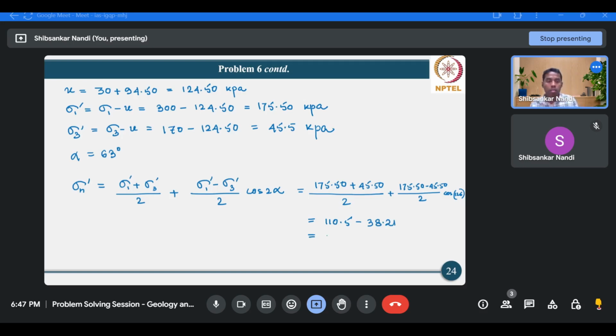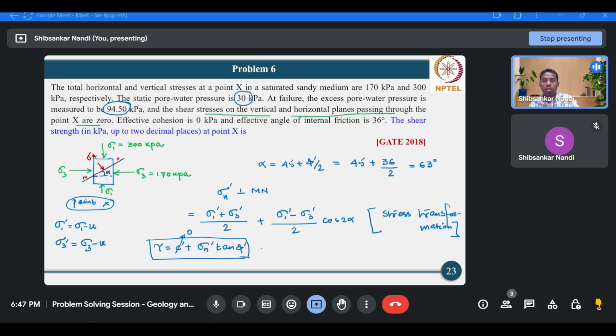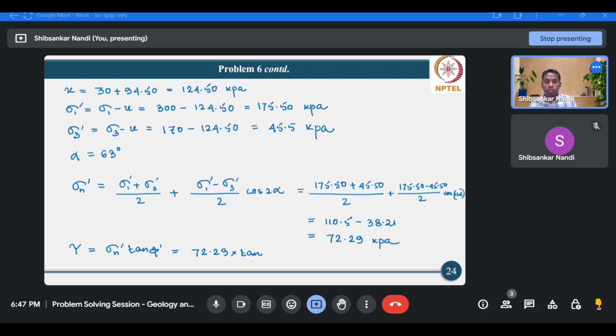So it's 72.29 kPa. Therefore, your tau value would be sigma n prime tan phi prime, so 72.29 multiplied by tan of 36, which is 52.52 kPa.